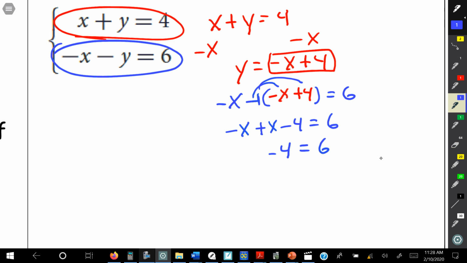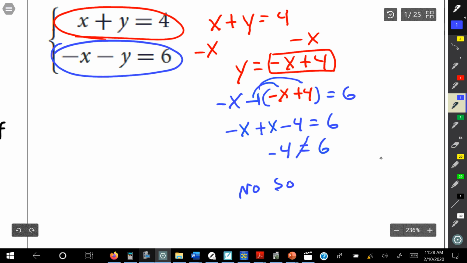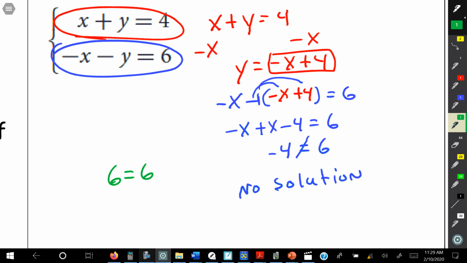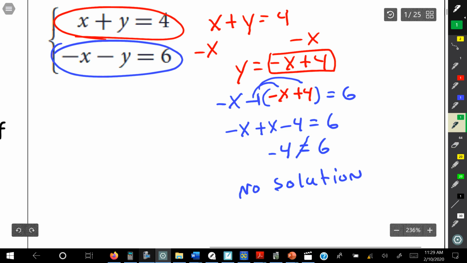It's one of two options. It's either no solution or infinite solutions. If you get something like this where it's not true, negative 4 does not equal 6, then it is no solution. If you were to get something like, let's say, 6 is equal to 6, then that'll be infinite solutions. So just be aware of special cases like that.